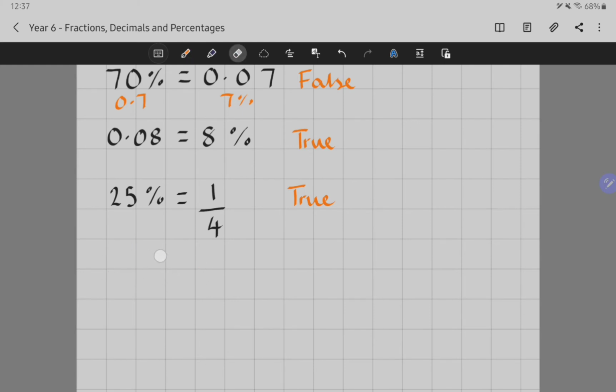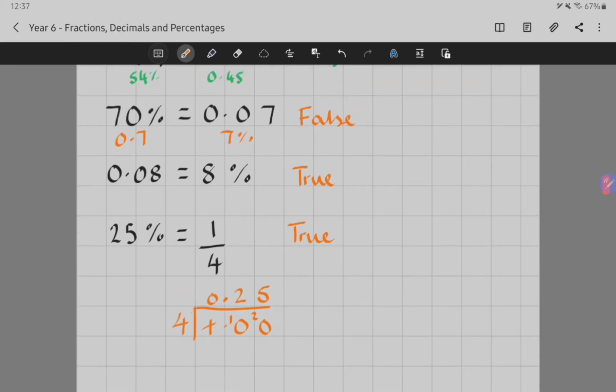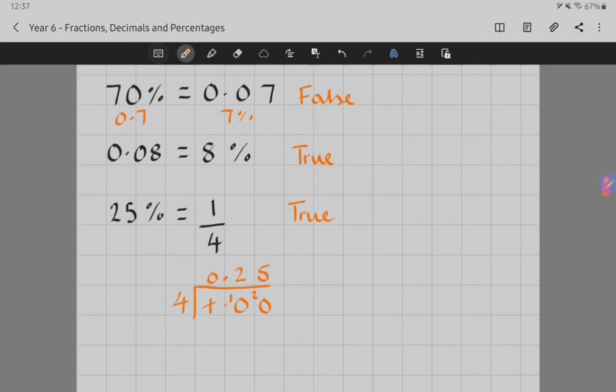Or you could have checked by finding the decimal equivalent of 1/4. So you might have done 4 and divided 1 by 4. 4 into 1 doesn't go. 4 into 10 goes twice with 2 left over. 4 into 20 goes 5 times, 0.25. That's the same as 25%. Okay, whichever method you used, how did you get on with those? If you think you need a bit more practice, then rewind the video, give it another go. Okay, you can try out some of your own by jotting down some percentages and decimals and see if you can convert them.